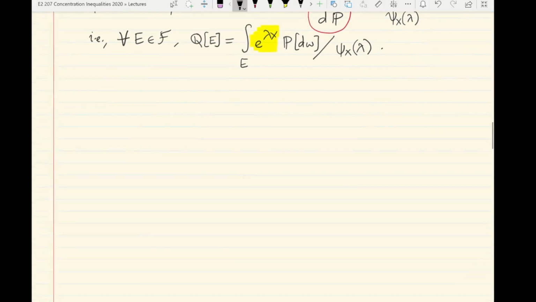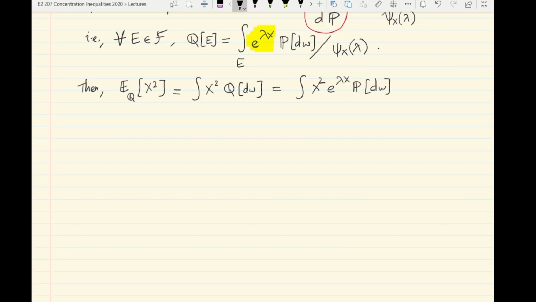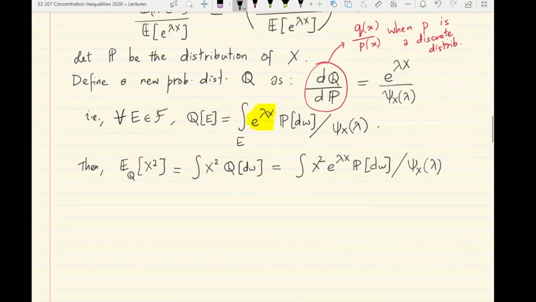So it's easy to see by a simple calculation that if you compute the expected value under this new distribution Q of the same random variable x square, by definition this is the integral over the entire sample space of x square Q d omega instead of P d omega, and this is equal to the integral of x square e raised to lambda x P d omega, finally divided by C_X of lambda. Okay.